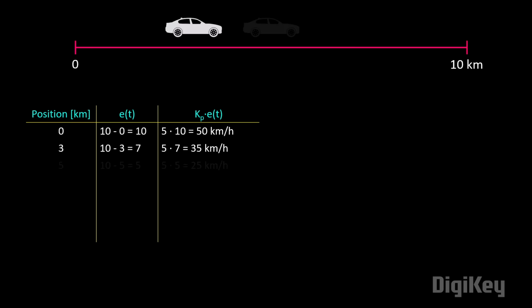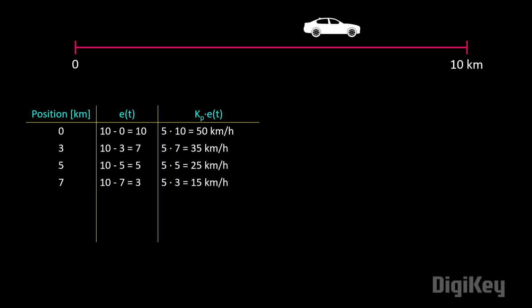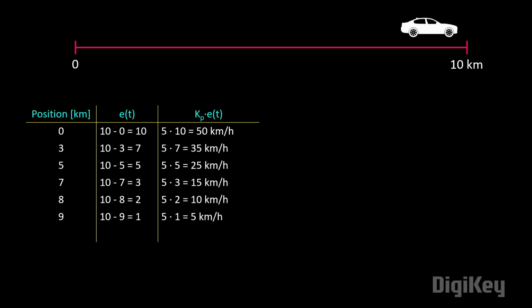At 5 kilometers, the speed is 25 kilometers per hour as the error is 5 kilometers. At 7 kilometers, the error is 3, so the speed slows even more to 15 kilometers per hour. Similarly, at 8 kilometers, the speed drops to 10 kilometers per hour, and at 9 kilometers, the speed slows all the way down to 5 kilometers per hour. Finally, at our goal, the speed should be 0 kilometers per hour, as our error is 0 kilometers.